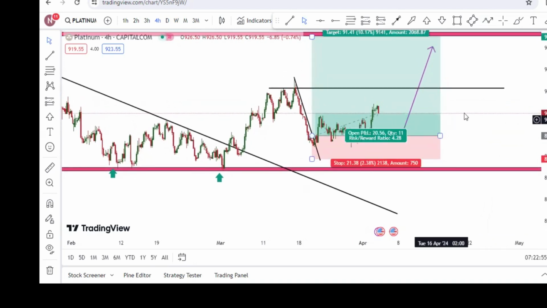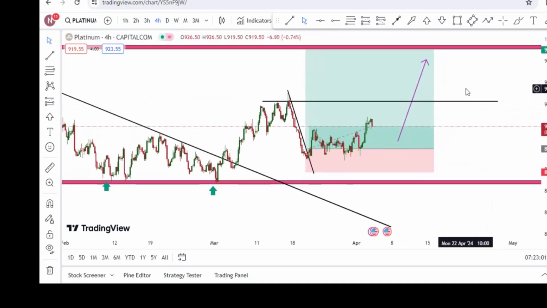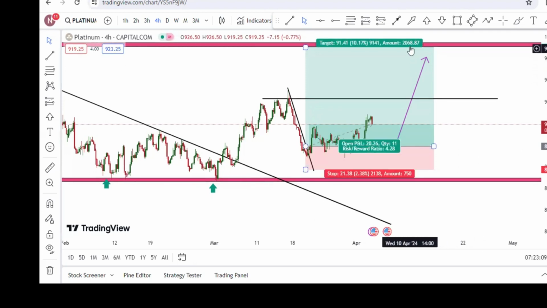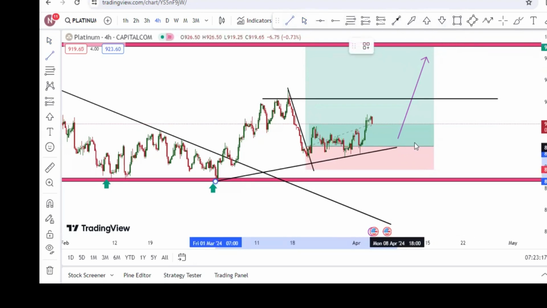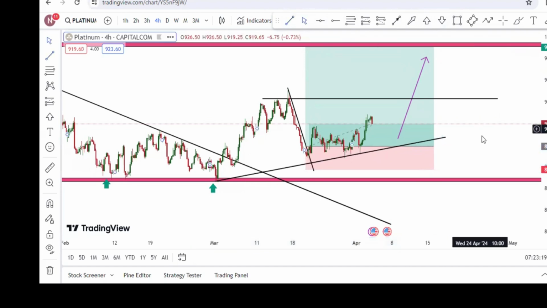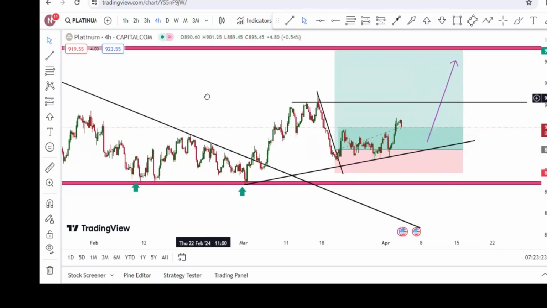I'm already in a profit, but I'm expecting the market to reach this black line so that I can take some of my profit. And also, if the market continues well, then for my TP2, I will still hold to the top. So for now, this is what I am in on platinum.